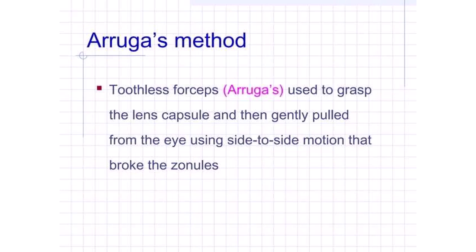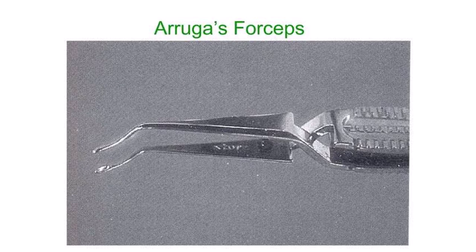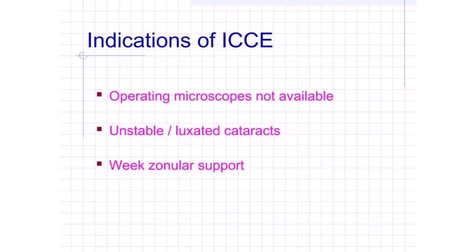Arruga's method. In Arruga's method, an instrument known as Arruga's forceps was used. Now the capsule was held with the forceps and it was shaken or moved side to side such that the zonules would break and then the nucleus would be delivered easily. The indications of ICCE were only when the operating microscopes were not available.